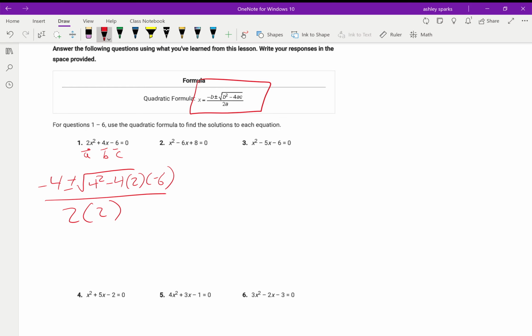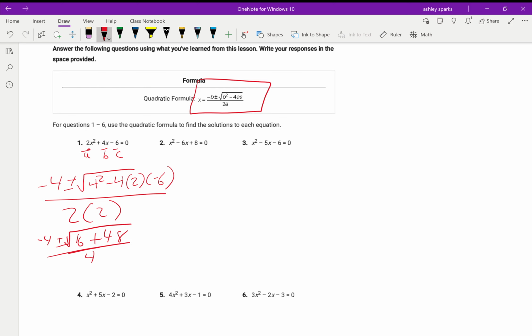And from there, I go through the long process of simplifying this. Negative 4 plus or minus the square root, 4 squared is 16. Negative 4 times 2 would give me negative 8. And negative 8 times negative 6, I believe, gives me a positive 48. Double check that. Yes. From there, my bottom would be over 4.